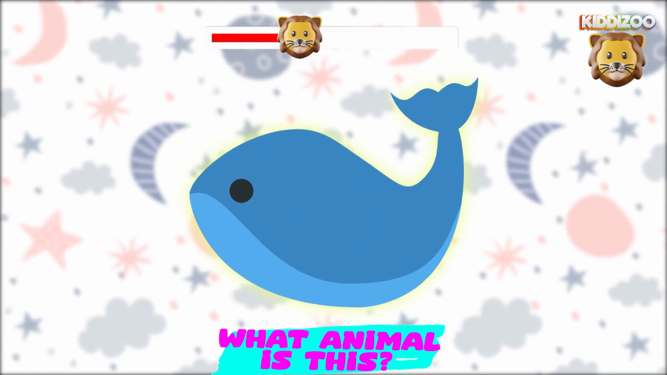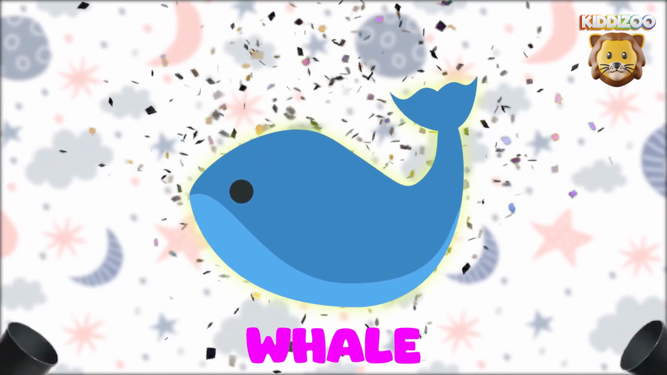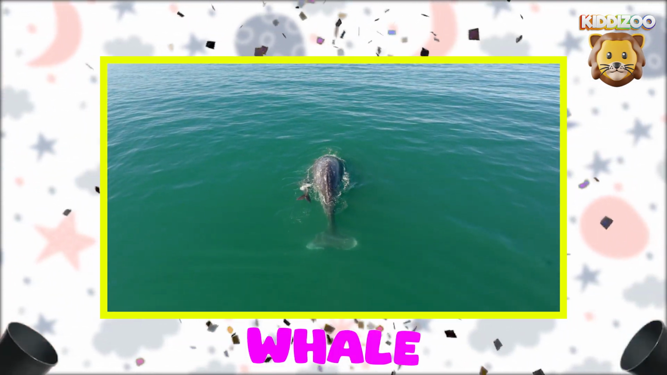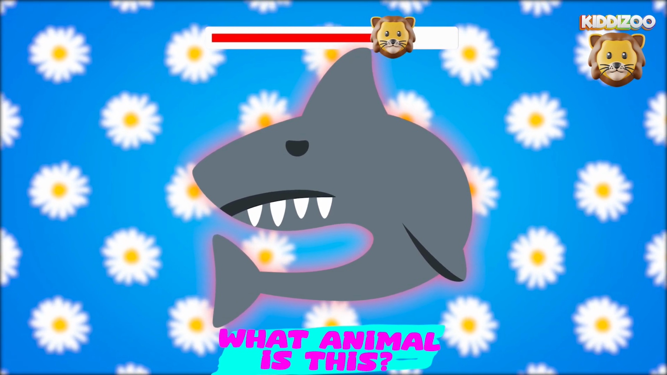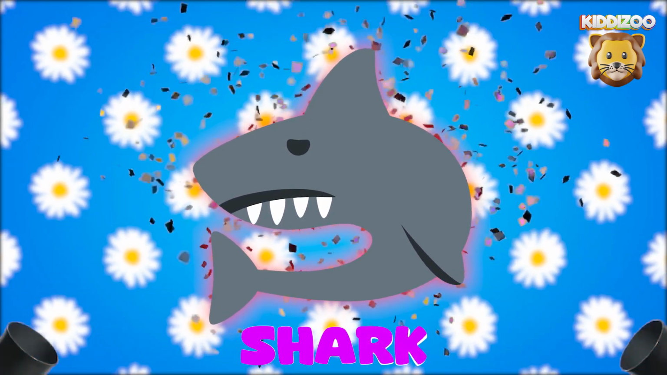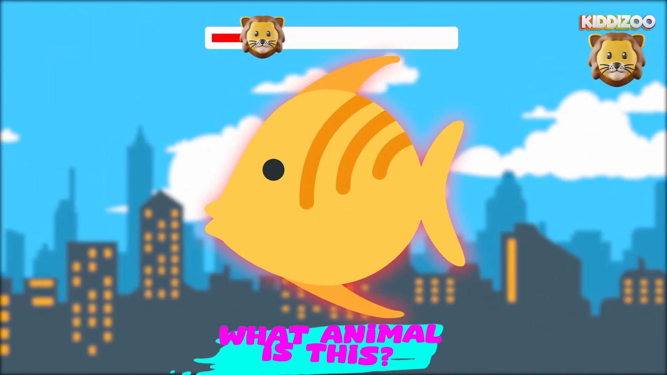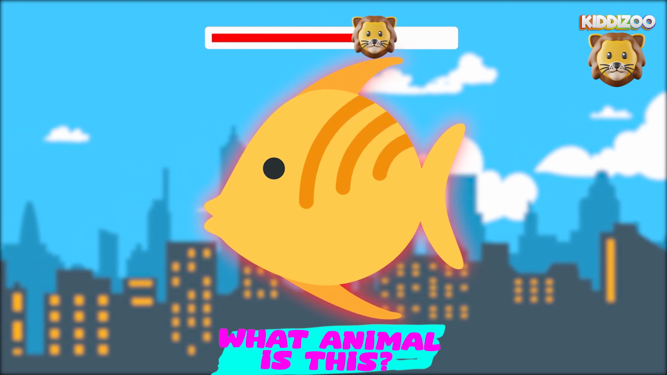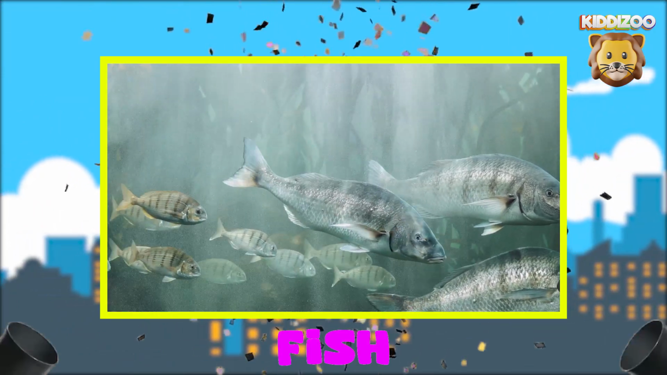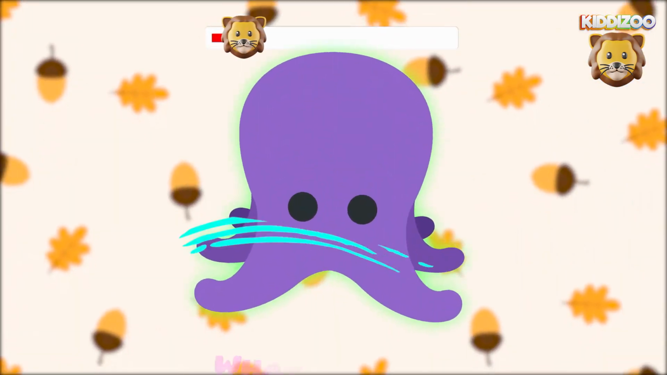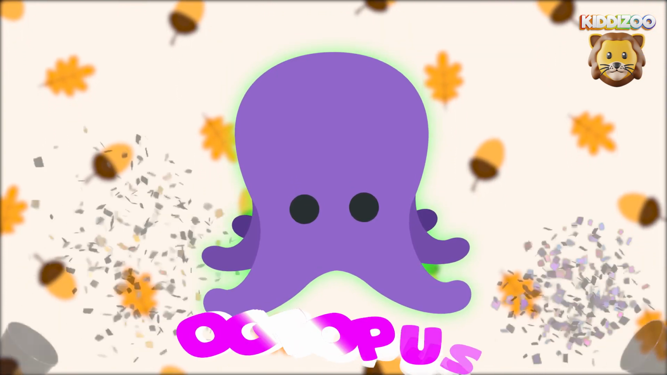What animal is this? Whale. What animal is this? Shark. What animal is this? Fish. What animal is this? Octopus.